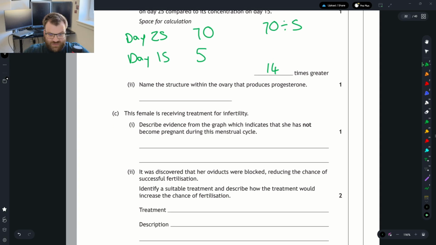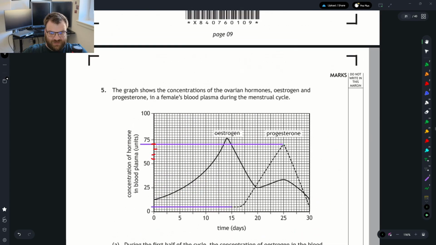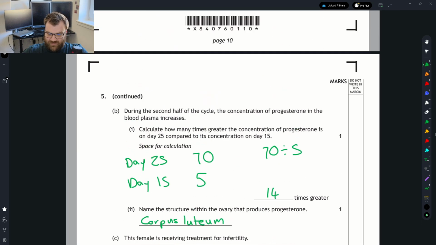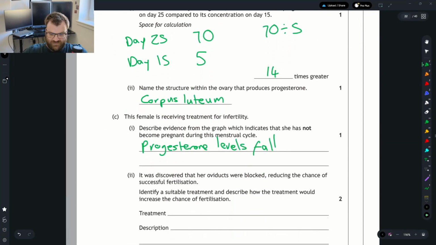The structures within the ovary. It produces progesterone, the corpus luteum. So as the follicle is developed into the corpus luteum, that's the part that produces the progesterone. Evidence that they have not become pregnant. Their progesterone levels would stay high if they were pregnant, so their progesterone levels have dropped off. When do they fall? This one, day after day 25.